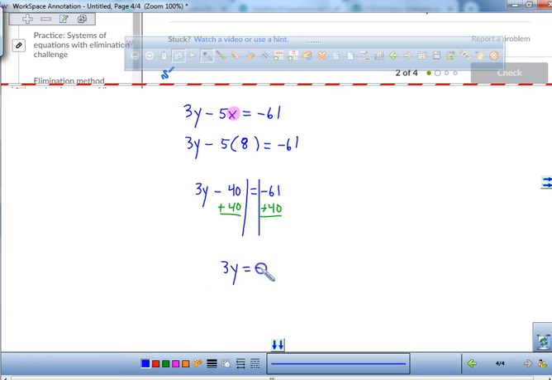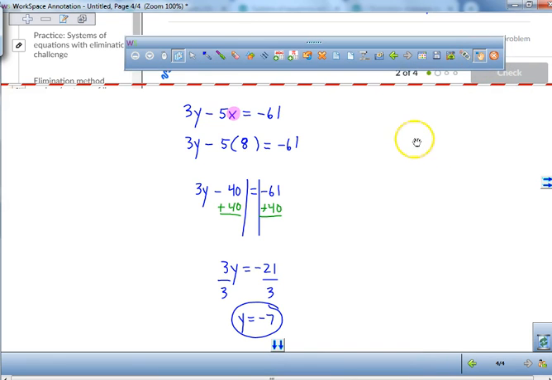3y equals negative 21. You're like, well, how would you do this in your head? Think of it. You owe somebody $61. You pay them back $40. You still owe them $21. And then what are we going to divide everything by? 3. Close. Y equals negative 7. Because we had to divide, remember, a negative 21 divided by 3 is negative 7.